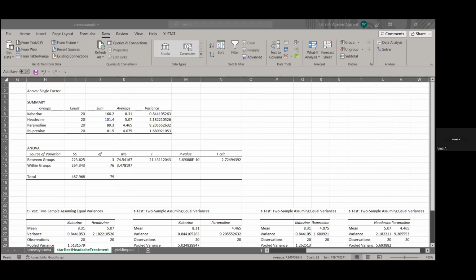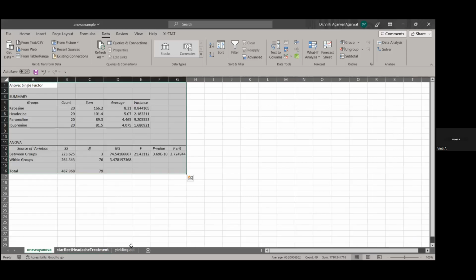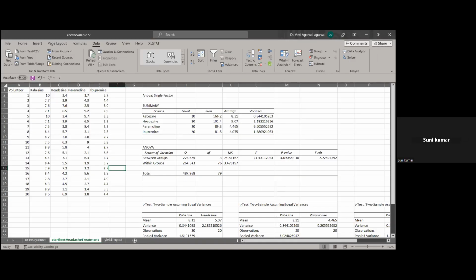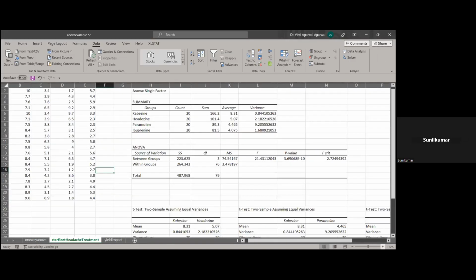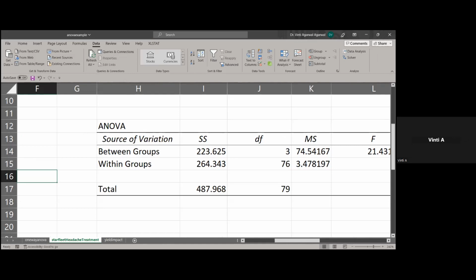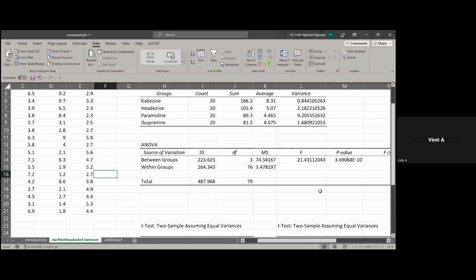Can everybody see this? Yes. I'm just increasing the size.